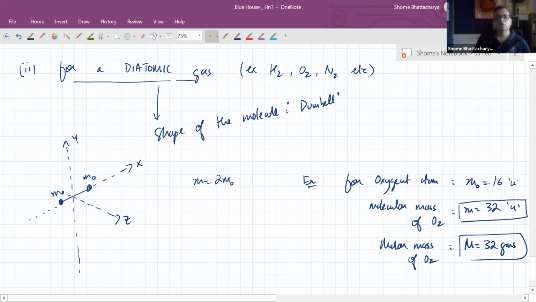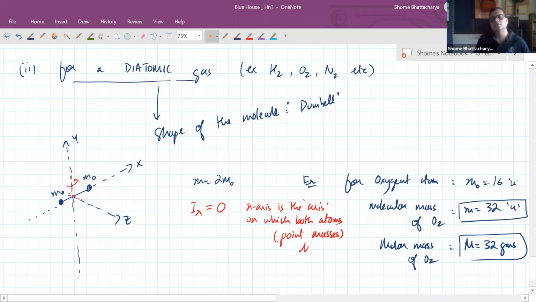Okay. Yeah, so if I'm talking about that, now you can see that it has a moment of inertia about the y-axis. It has a moment of inertia about the z-axis. Okay. Moment of inertia about x-axis is 0, because x-axis is the axis on which both atoms, which you can treat like point masses, lie. Okay, but Iy is not 0, Iz is not 0.